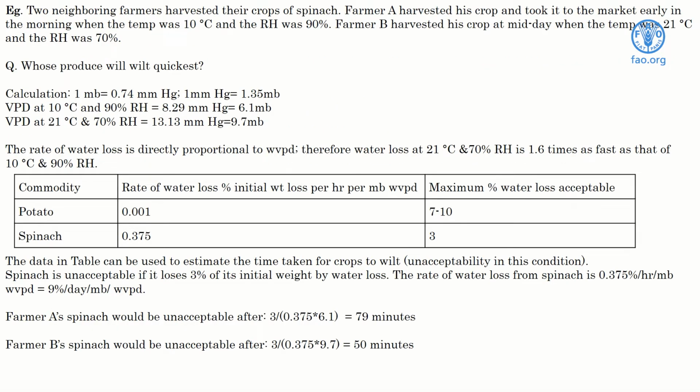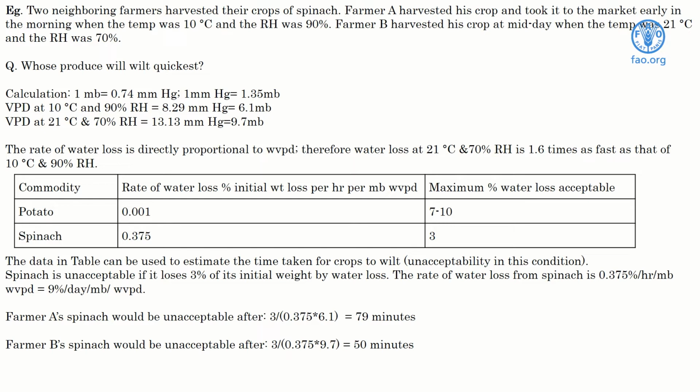Let us see some practical examples using the above table. Two neighboring farmers harvested their crops of spinach, and farmer A harvested his crop and took it to the market early in the morning when the temperature was 10 degrees Celsius and the relative humidity was 90%. Farmer B harvested his crop at midday when the temperature was 21 degrees Celsius and the relative humidity was 70%. The question is, whose produce will wilt quickest?